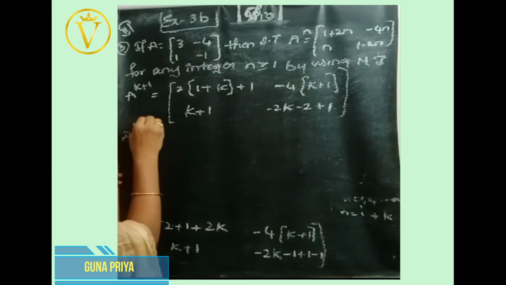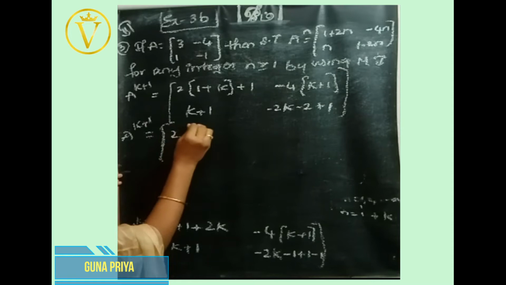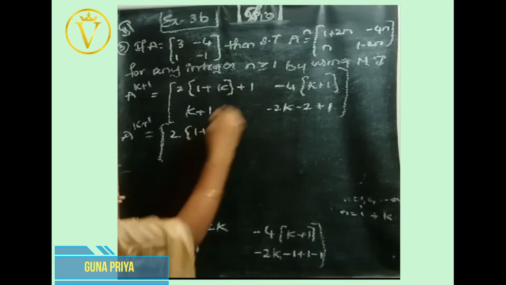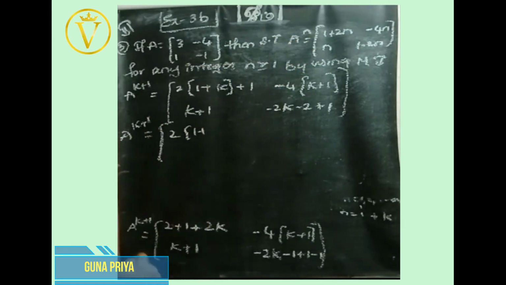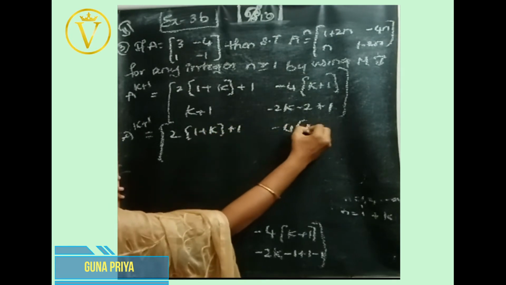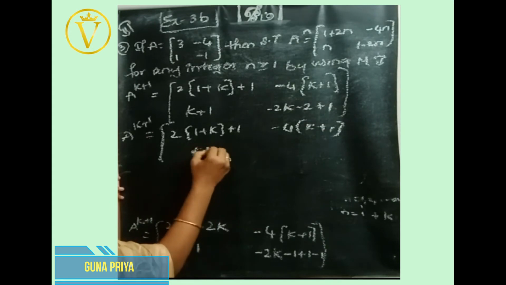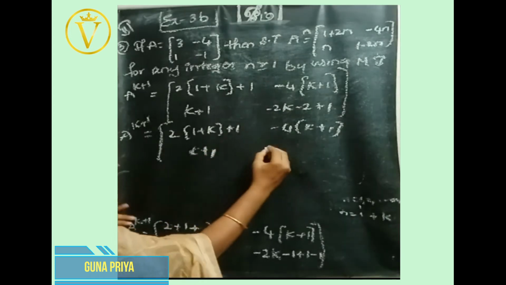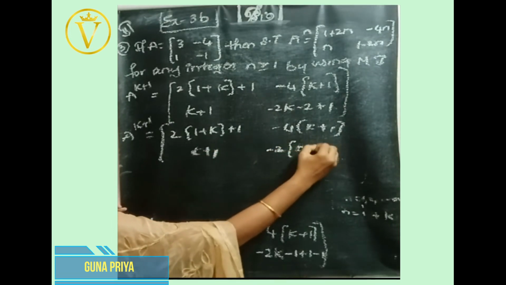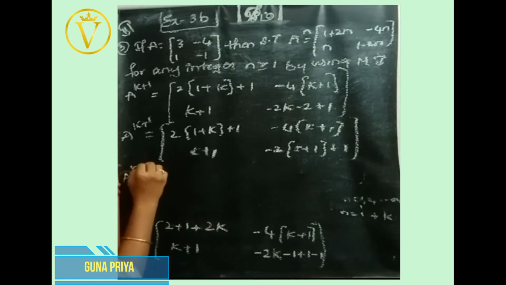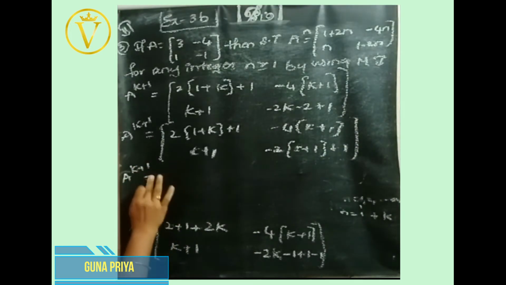Again we are doing simplification to get 1 plus k. That's it. We have to prove, right? A power n, here n is nothing but 1 plus k. So we have to prove for everything. Okay, plus 1 minus 4 into k plus 1. Now take common for this. What we have to take common here? Minus 2. So k plus 1 plus 1. So see here our k plus 1 is true.